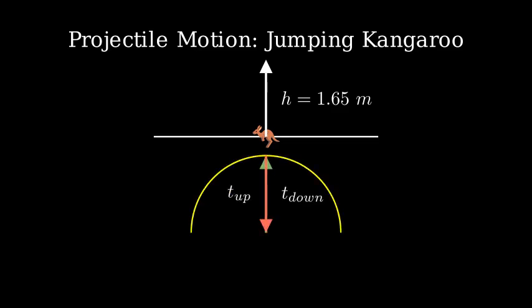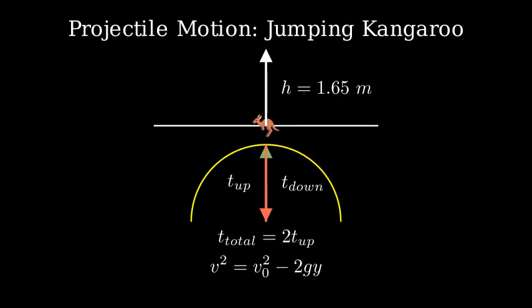The kangaroo's motion can be split into two parts, going up and coming down. Due to the symmetry of the motion, the time going up equals the time coming down. So if we find the time to reach maximum height and double it, we'll get the total time in the air. To solve this, we'll use the equation that relates velocity and position.